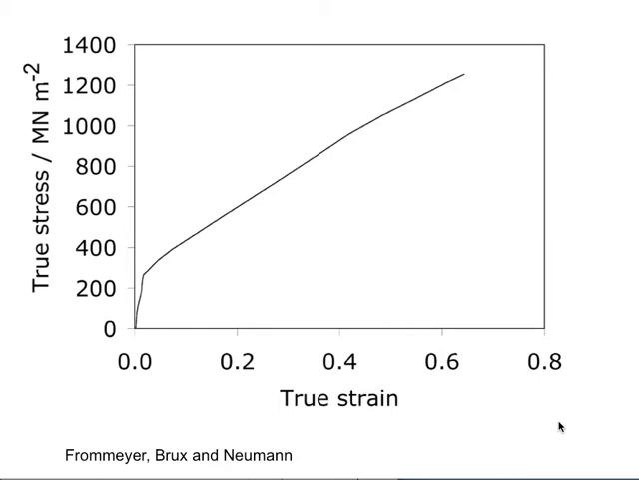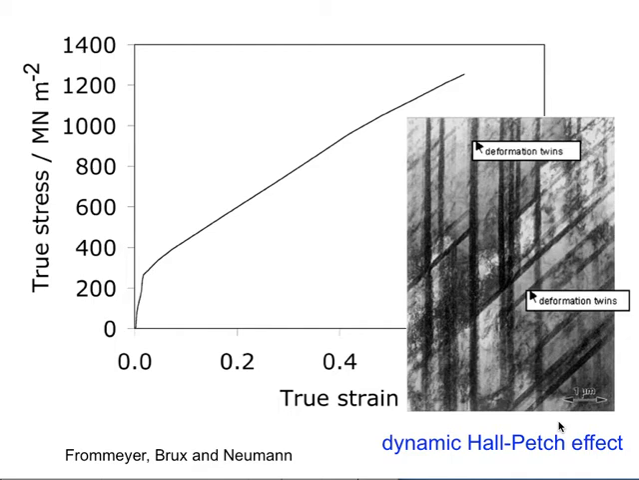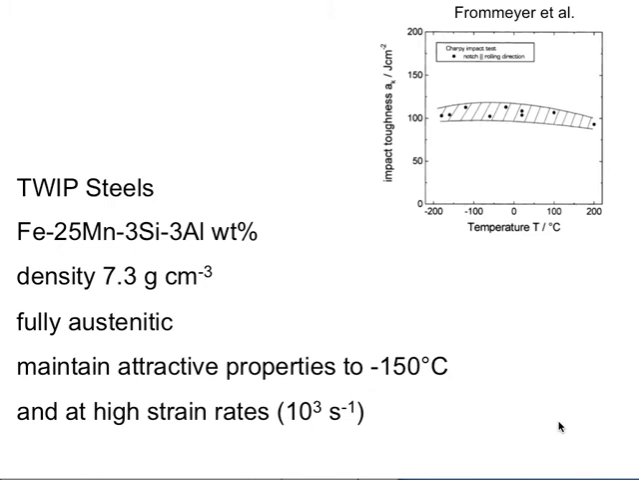Now, how do we make such a steel which is fully austenitic and deforms by twinning? In other words, when we deform the austenite, it doesn't undergo any phase transformation. Someone in one of the lectures mentioned manganese, and manganese is a very cheap alloying addition. This is just to show you that it's a dynamic Hall-Petch effect, meaning you're actually refining the grain size as you pull the material. TWIP steels contain a large amount of manganese because manganese stabilizes the austenite. You can see we've got 25% weight of manganese, and I'll explain later why we have the silicon and aluminium. The addition of silicon and aluminium also reduces the density of the steel.